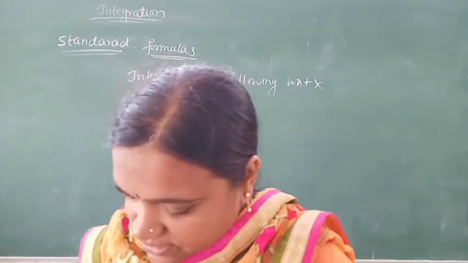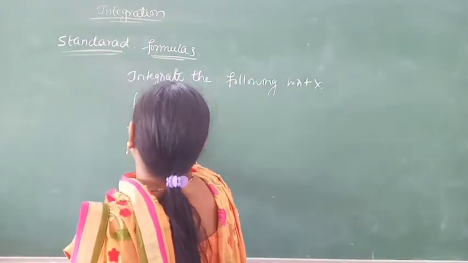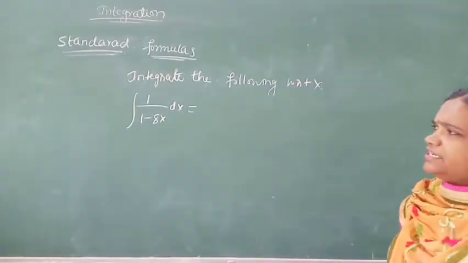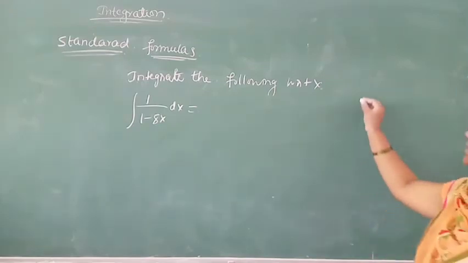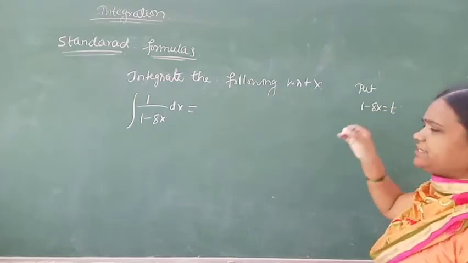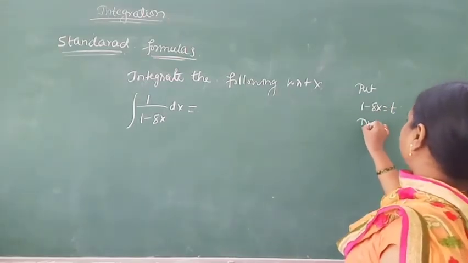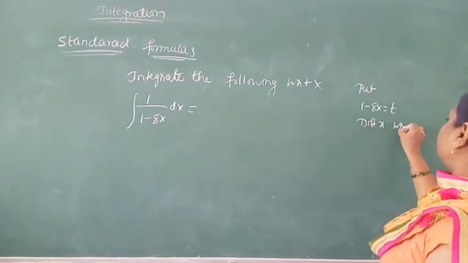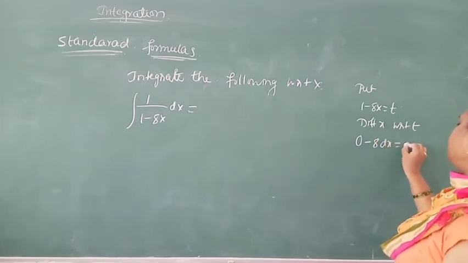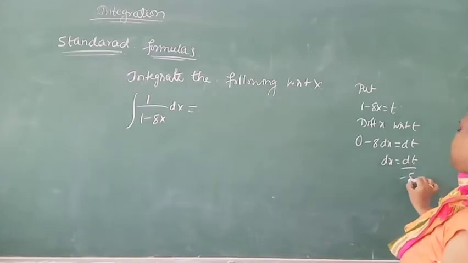Next example is integration of 1 by (1 minus 8x) dx. See, this one we can write in two methods, I will give both. Put 1 minus 8x equals t, because we don't have the integration formula with the expression in the denominator, therefore we have to substitute. Then differentiate with respect to x: 1 differentiates to 0, minus 8, and x differentiates to dx, we get dt, or dx is dt by minus 8.